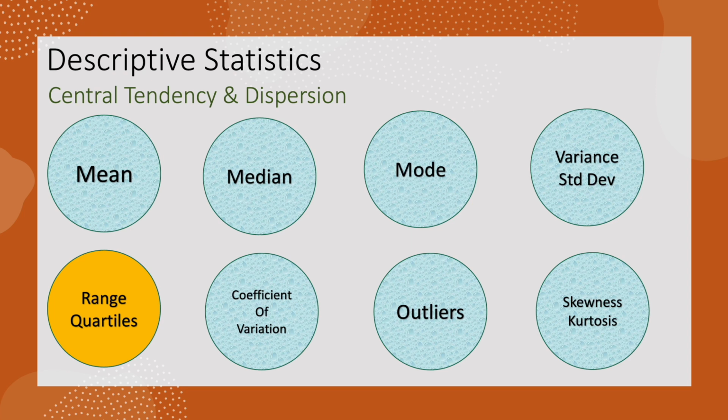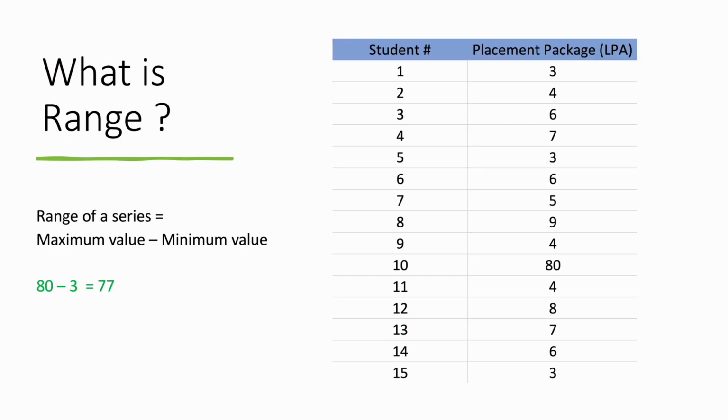So mean, median, and mode, which we have already discussed in previous videos, are the markers or the metrics for central tendency. But for dispersion, we have variance, standard deviation, range, quartiles, skewness, kurtosis, and various other metrics. The topic for today is range and quartiles. We'll be discussing that. Let's move on.